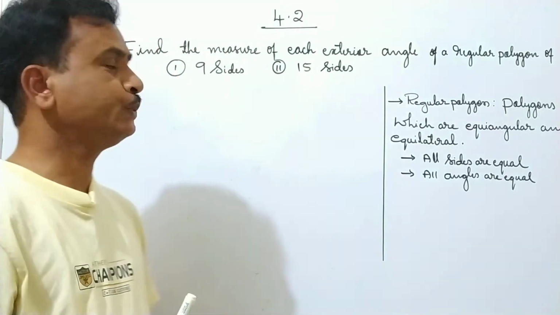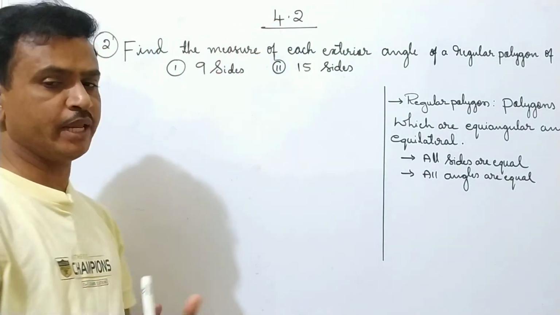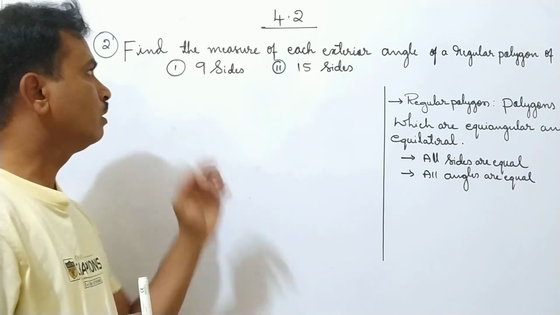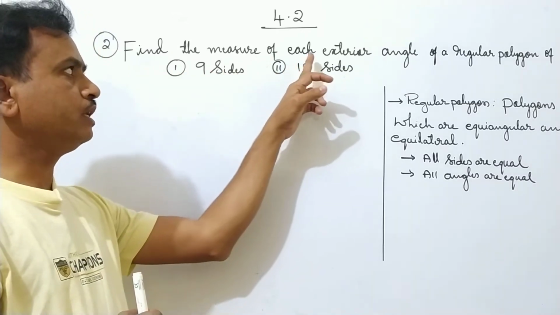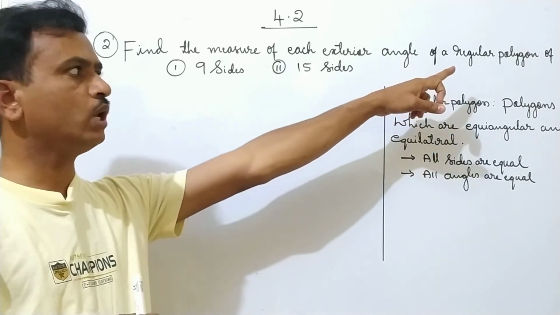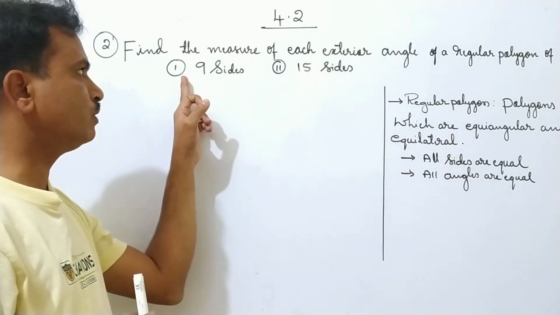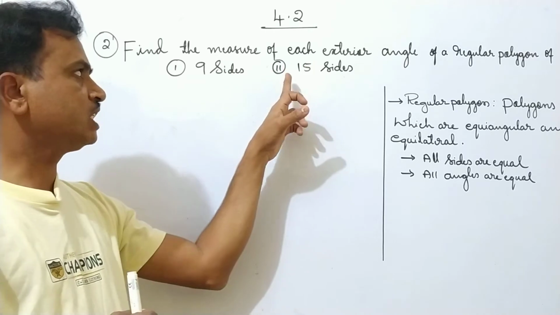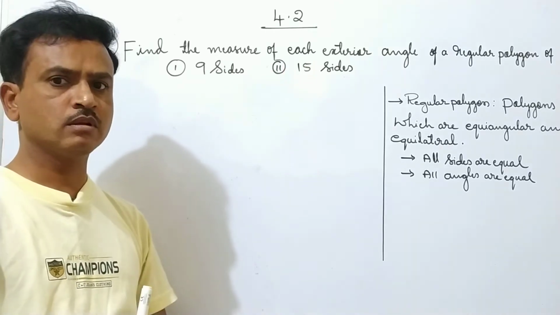Exercise 4.2, second main question. Find the measure of each exterior angle of a regular polygon of first one 9 sides, second one 15 sides.